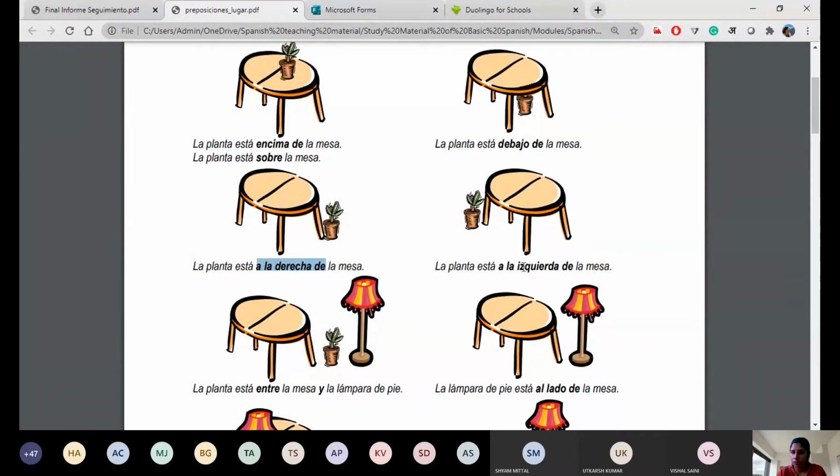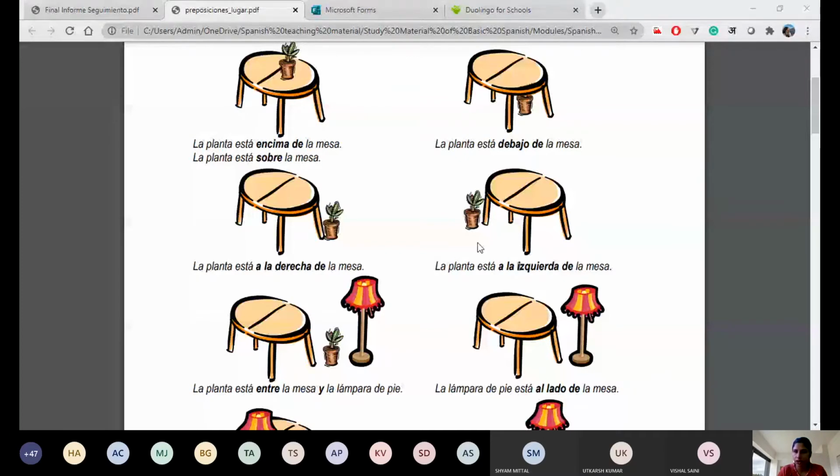So the pronunciation of izquierda, you listen: izquierda. Always when you have such difficult words to pronounce, you break them. Izquierda. Always remember how to break them. Break them in the form where the consonants and vowels are together, and then you can pronounce them. I hope you understood.